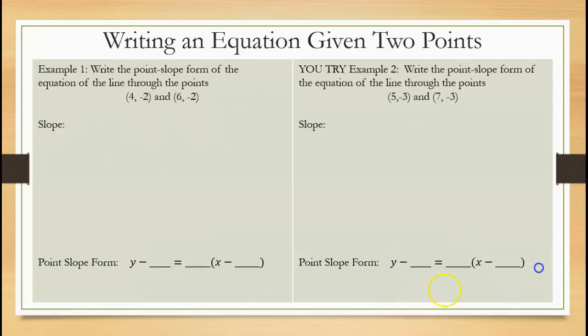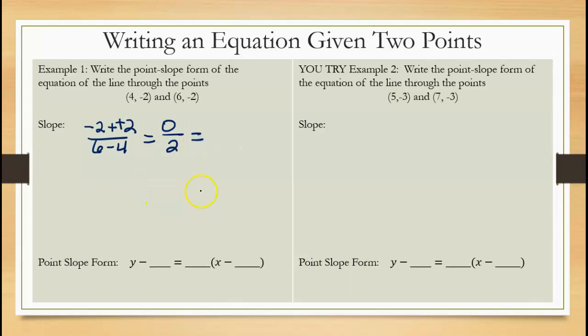Let's try another one. Write the point-slope form of the equation of the line through the points 4, negative 2 and 6, negative 2. So we're always subtracting our y's on the top. That's negative 2 minus negative 2 and 6 minus 4 on the bottom. If we do keep, change, negative 2 plus 2 is 0. 6 minus 4 is 2.